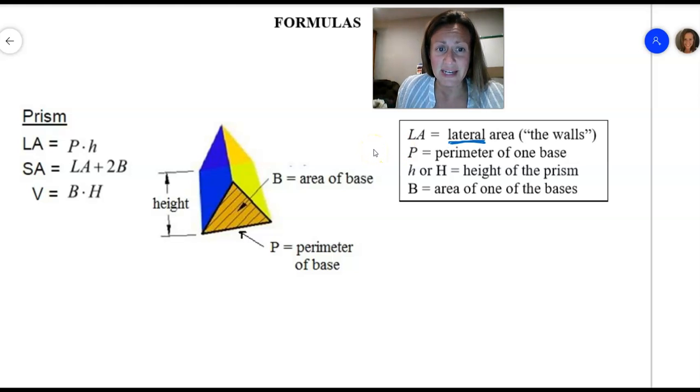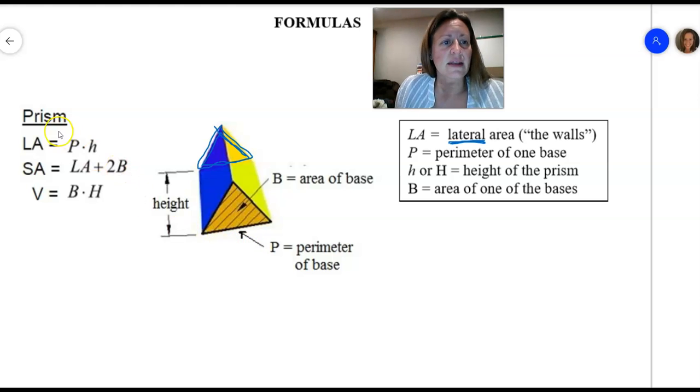Oftentimes, a prism may not necessarily be sitting on one of its bases. Like this triangular prism looks like a Toblerone box. You ever have Toblerone chocolates? But anyway, it's not sitting on one of the bases. The base is actually this front side, this small triangle. And how do I know that? Because it is congruent and parallel to this other side that's a triangle. Okay, the three rectangular sides are not parallel to each other, so they're not the bases.